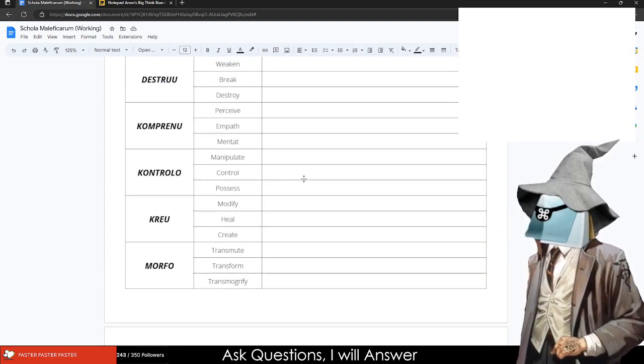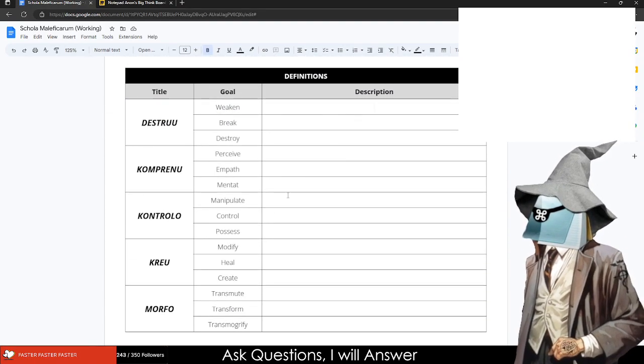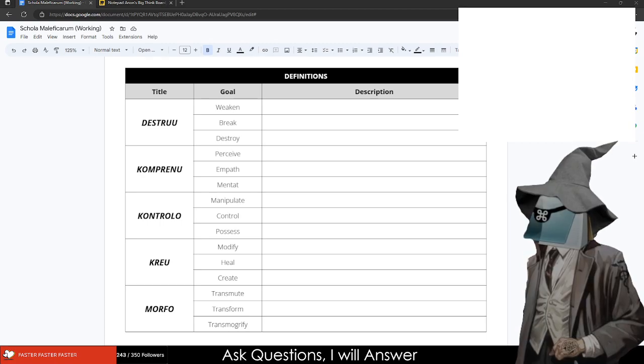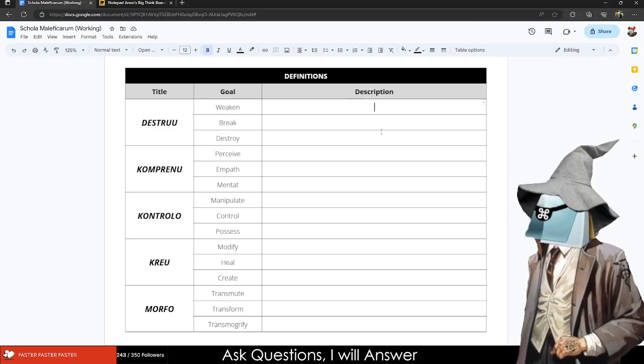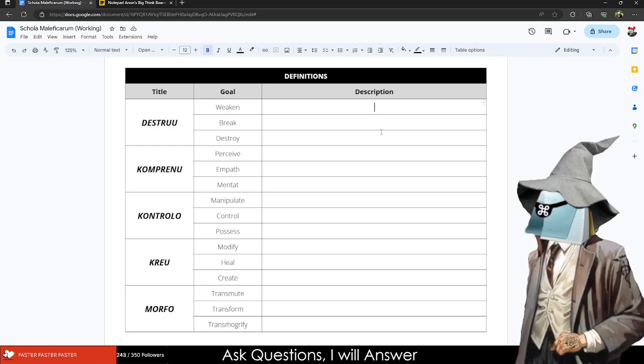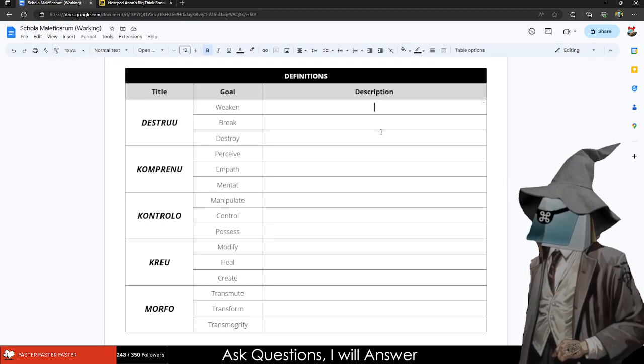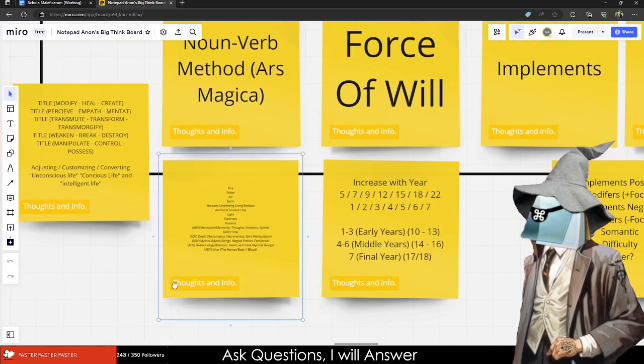So, implement. So, we're going to do. So weakening. We want to work. Actually, what am I.